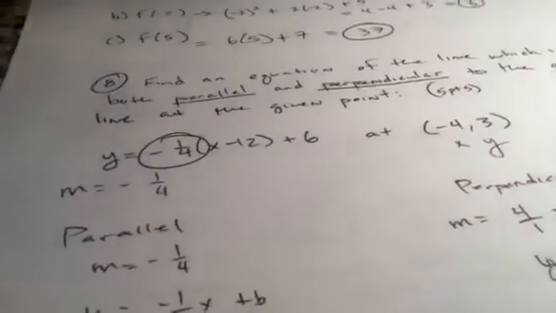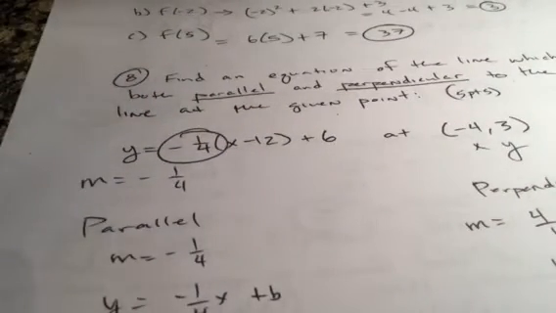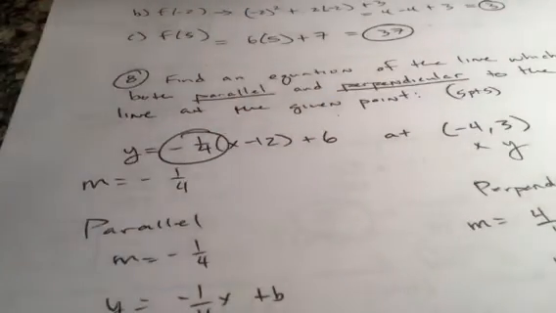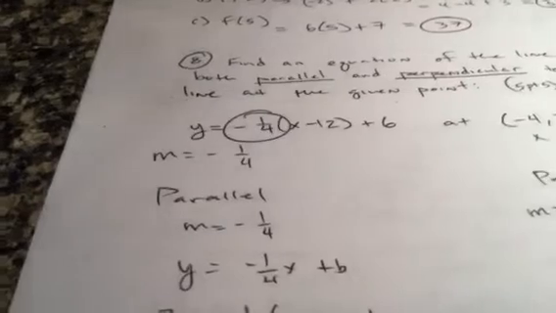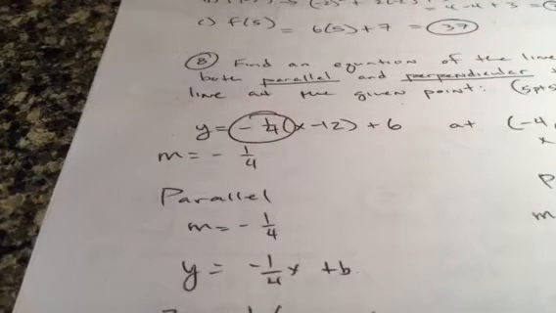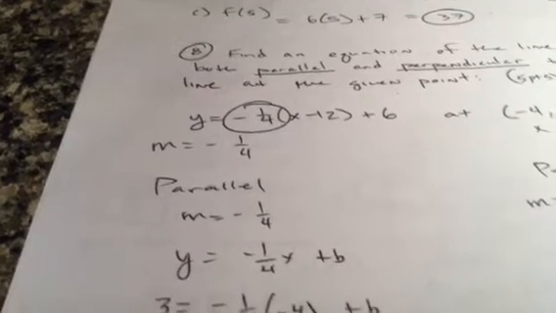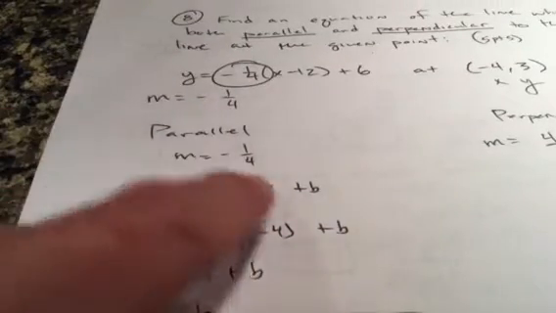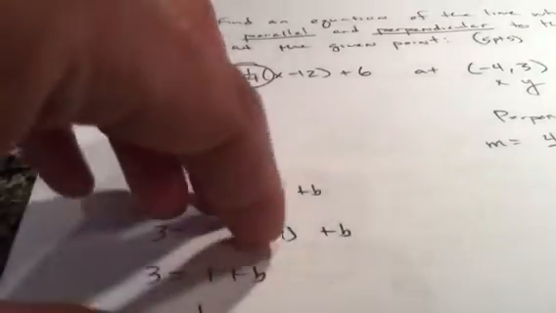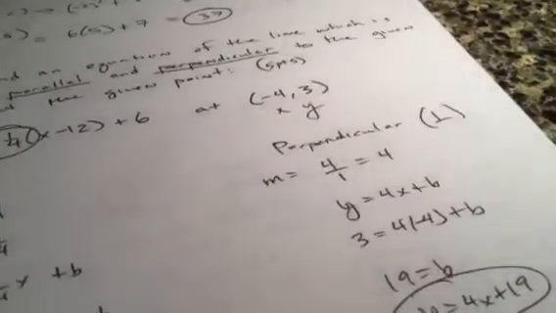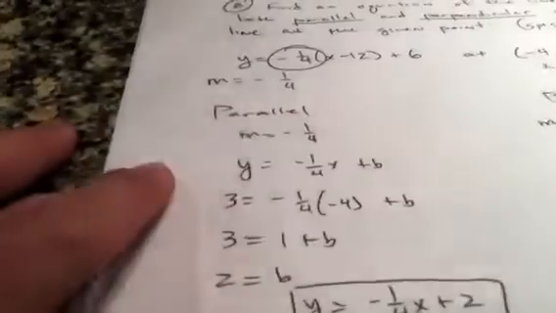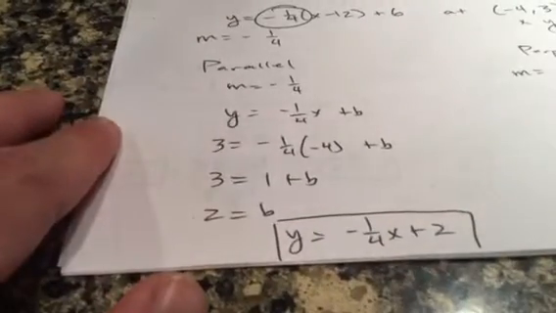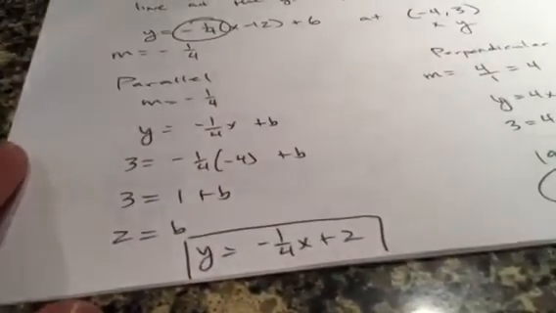I want to find an equation of the line which is both parallel and perpendicular. So obviously that's 2 different lines. Okay, it can't be both, we're not going to have both parallel and perpendicular. All right, so first we're going to find the parallel line. If this has a slope of negative 1 over 4, then my parallel line also has a slope of negative 1 over 4. So I can write y equals negative 1/4 x plus b. And then I'm going to plug in negative 4 and 3 in for x and y. All right, and I get 2 for my y-intercept.